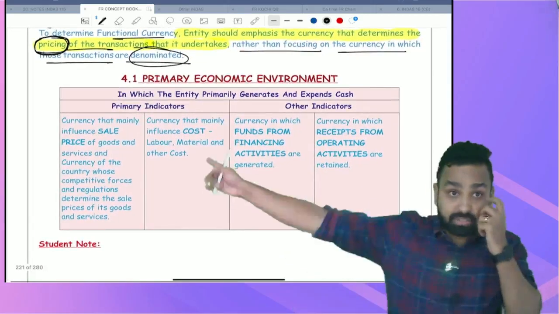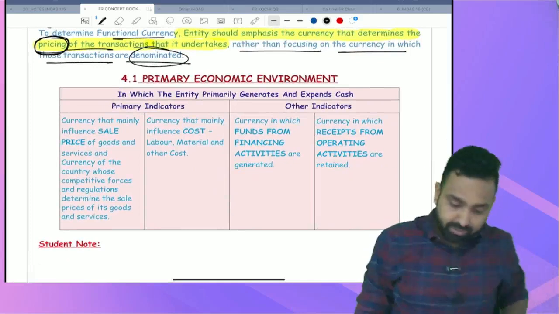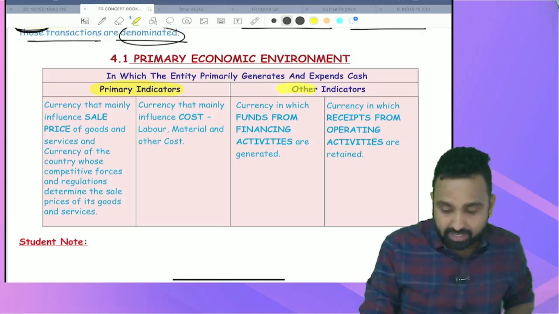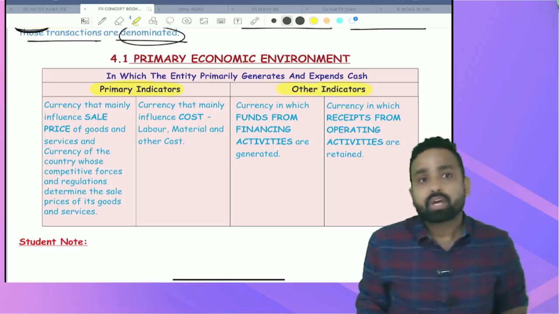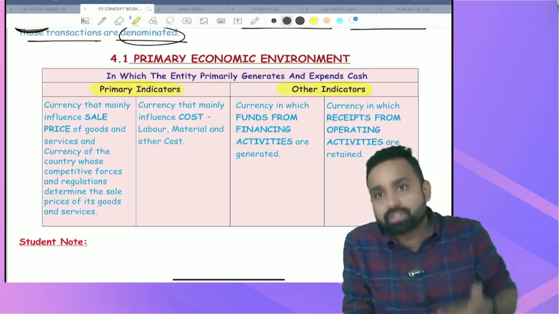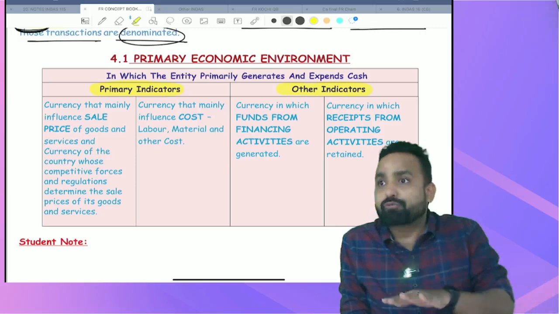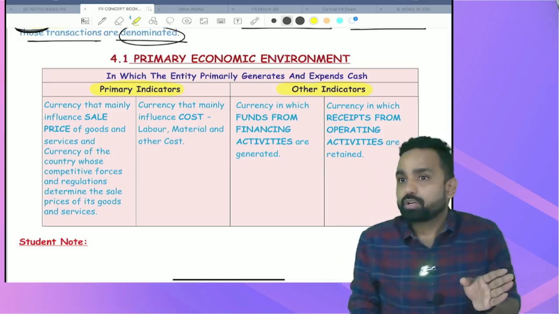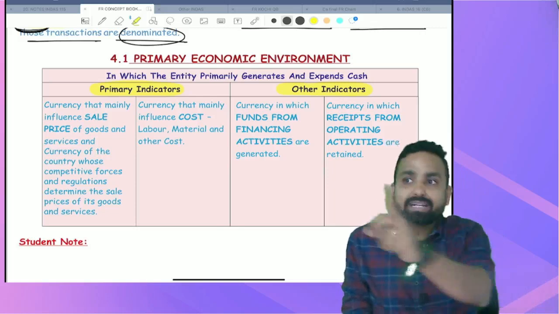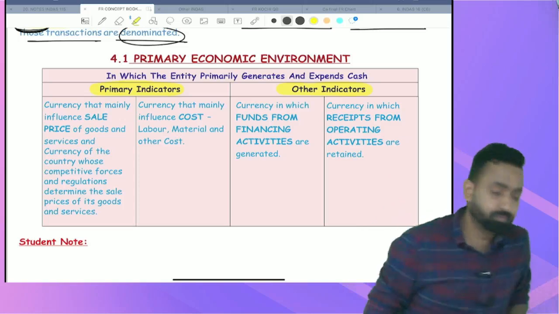Primary economic environment. Now these are the 4 indicators. Please guys, look at the indicators now. Out of these, 2 are the primary and the other 2 are other indicators. If you get confused in the primary, in real life, you can take the help of other indicators. But first of all, you have to follow primary indicators. Decide your functional currency based on primary indicators. Now everyone will read the first one and I'll ask any question from you.